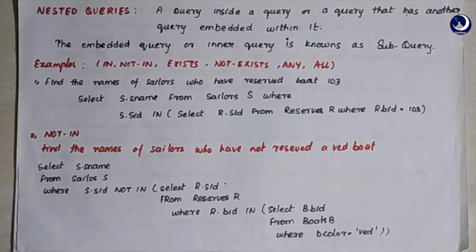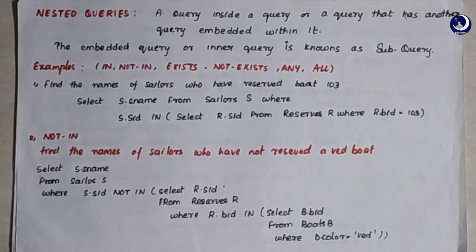So here we will use the not in operator: select s.sname from sailors s where s.sid not in the resultant set that we have obtained from the subqueries. So this complete query will give us the names of sailors who have not reserved a red boat. Fine, I think that's clear.